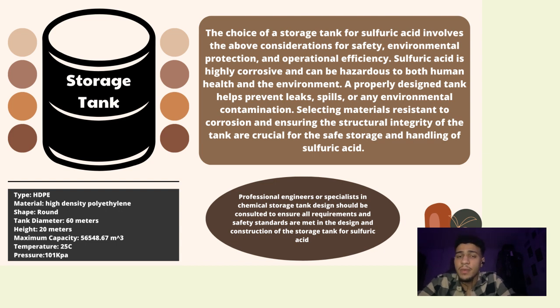The storage tank dimension and capacity depends on various factors such as the production rate, delivery frequency, and the amount of sulfuric acid consumed or sold. The storage tank we used here is HDPE, made of high-density polyethylene with diameter of 60 meters and height of 20 meters. The capacity of the storage tank is 56,548.67 meter cube, which is sufficient for the amount of sulfuric acid produced. It should be maintained under temperature of 25 degrees Celsius and pressure of 101 kPa.